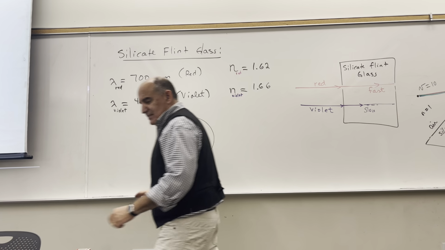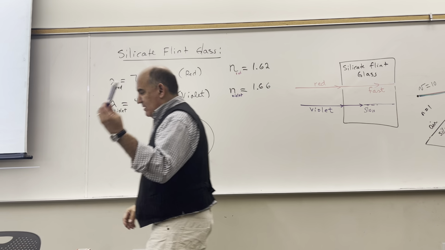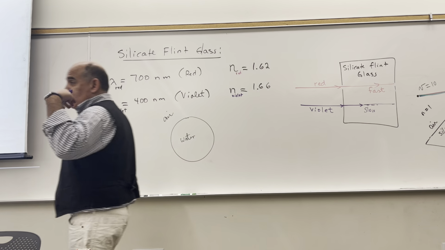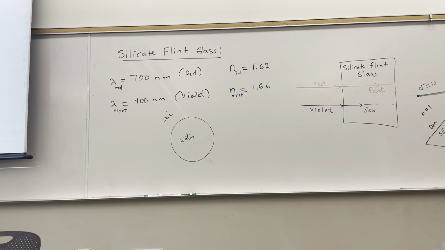And what if you send in a violet beam of light and a red beam of light coming in from the sun? So these circles over here represent water droplets. That's one water droplet. That's another water droplet. And you have sunlight coming in from here. So what's going on in this picture is the following.